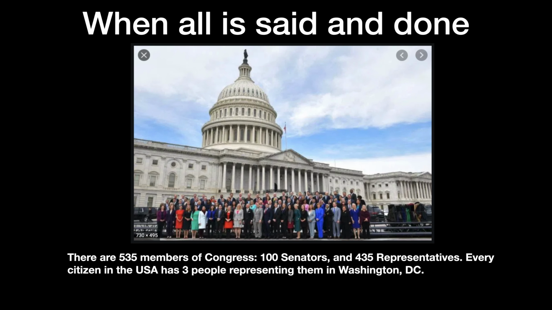When all is said and done, there are 535 members of Congress, 100 senators, and 435 representatives. And as I've told you a couple times already, I'll say once again, every citizen of the United States, every man, woman, and child, every resident of the United States has 3 people representing them in Washington, D.C. 2 senators and the House member who represents the district in which they live.